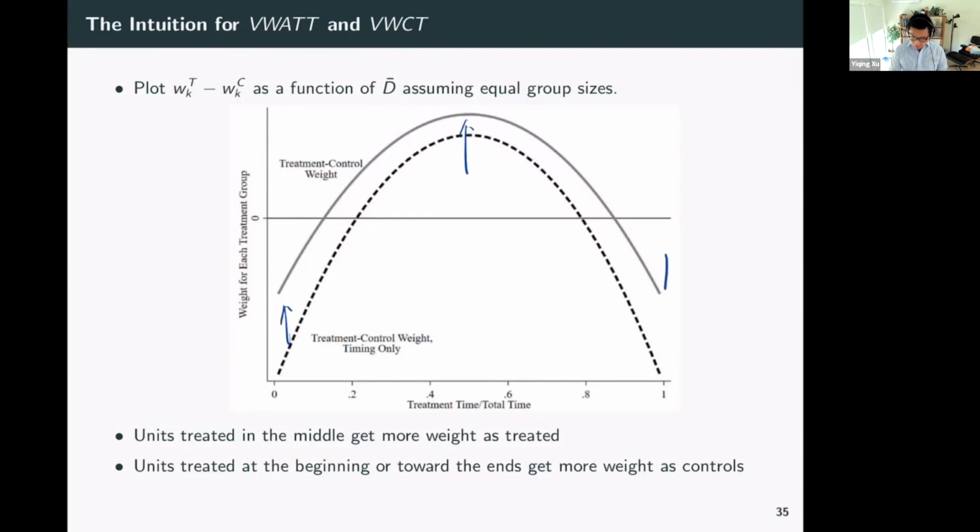For late adopters, because the number of treated periods is very small, you also don't get much treated. You always serve as control, right? So for ATT, those units that get treated in the middle of the time window get more weight as a treated unit. Is that clear?